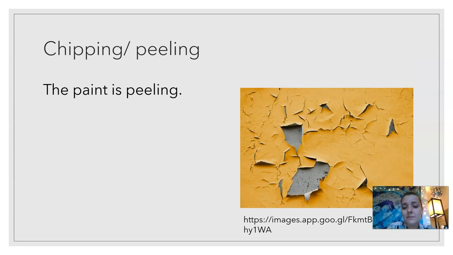Chipping, peeling. That's for paint. This paint is peeling or chipping. So why does paint peel or chip? There could be a few reasons. One, the paint is old and just needs new paint. It's many years old. But a lot of the time, chipping and peeling paint is because of humidity. There's water in the air and it causes the paint to peel. So that's another problem you have to fix.